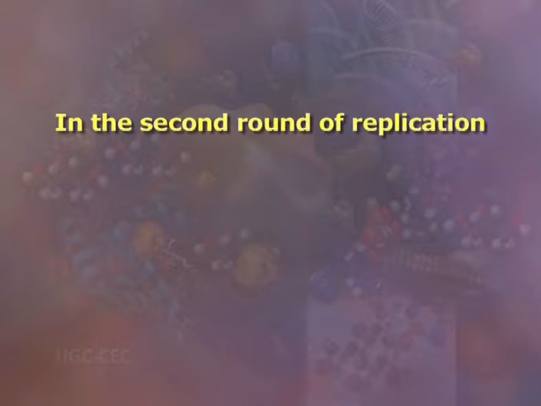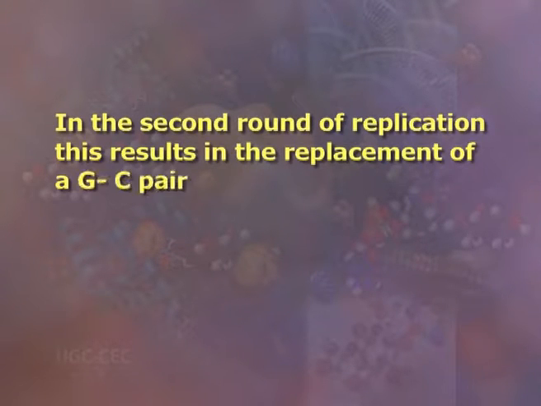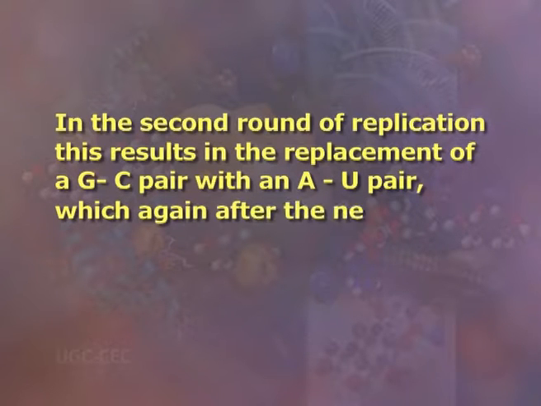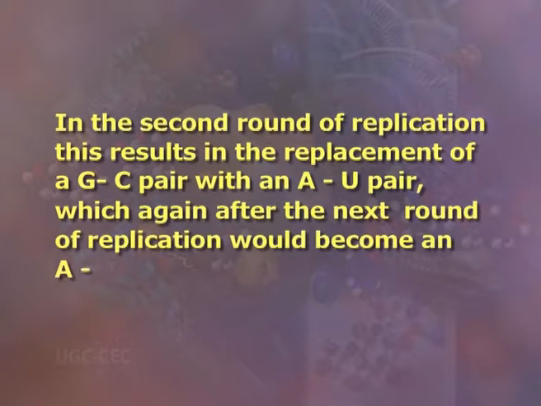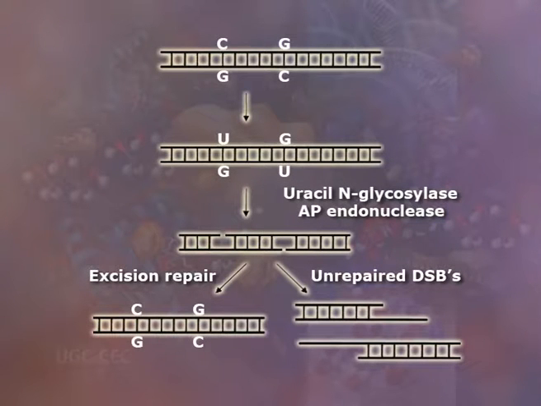In the second round of replication, this results in the replacement of a GC pair with an AU pair, which again, after the next round of replication, would become an AT pair. In order to prevent such mutations, a mechanism for replacing the unwanted U by a C has been evolved by nature. In the figure displayed here, the first step of this repair system shows the removal of the uracil by the enzyme uracil N-glycosylase. This enzyme cleaves the N-glycosidic bond and leaves the deoxyribose in the backbone.